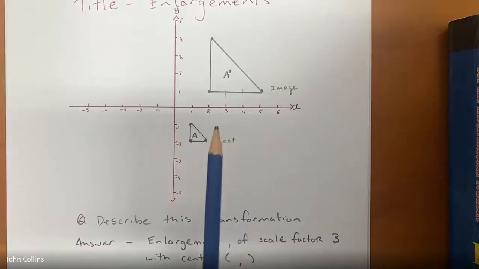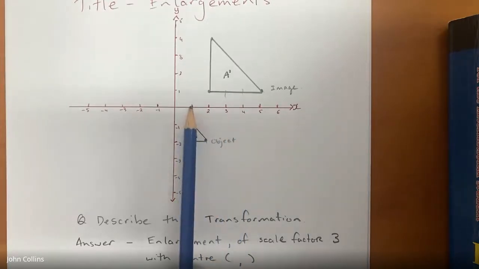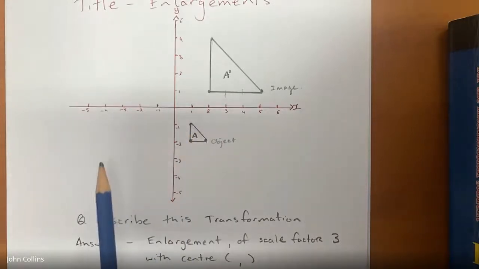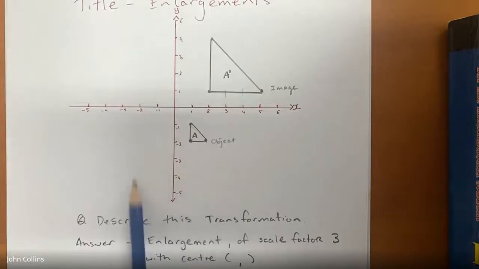Louis thinks it's 1 and minus 1.5. So here. Oh, that's not bad. That's not a bad guess either. It's actually somewhere down here. Let's look at how to find it.